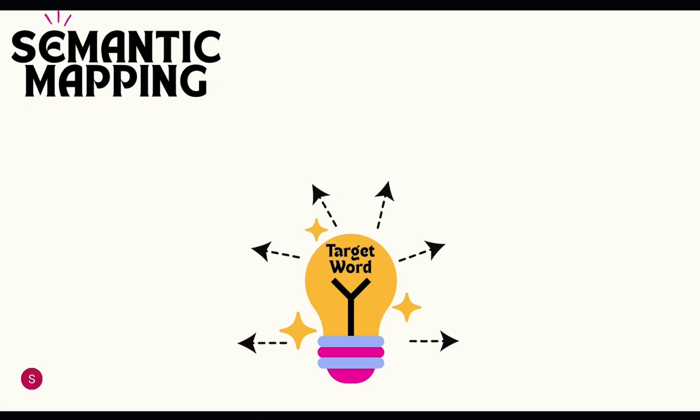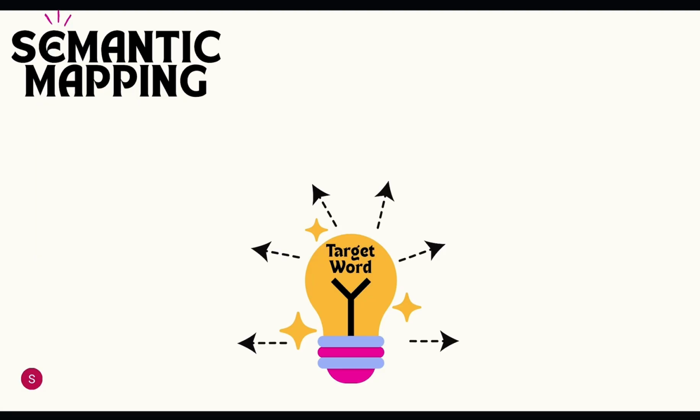Semantic mapping is especially effective for word finding because it guides clients to activate multiple features of a single word at the same time. This means it creates multiple paths back to the word, increasing the likelihood of successful retrieval.